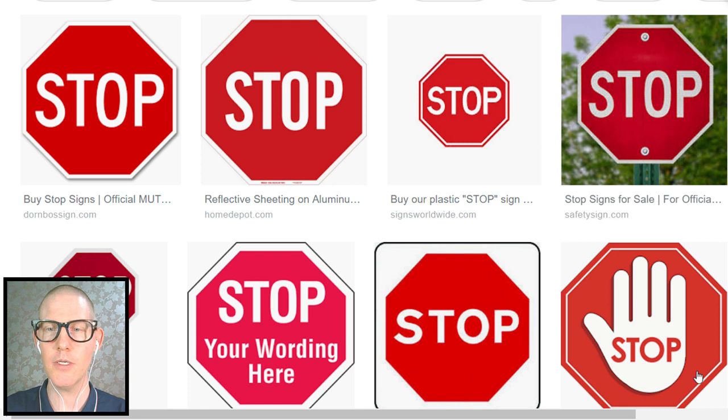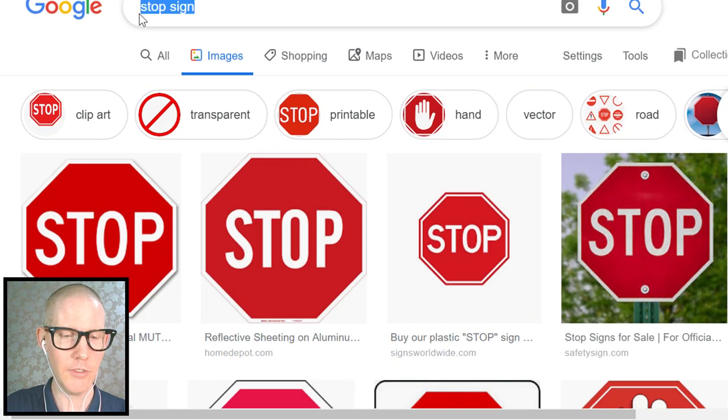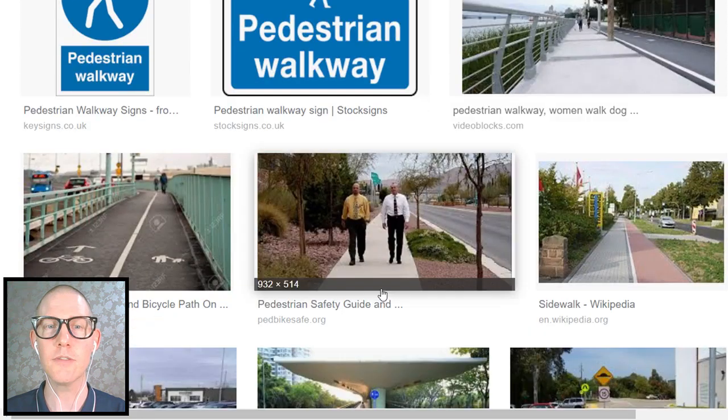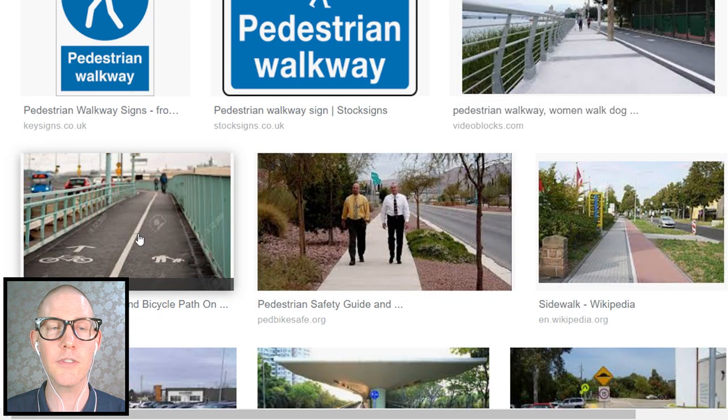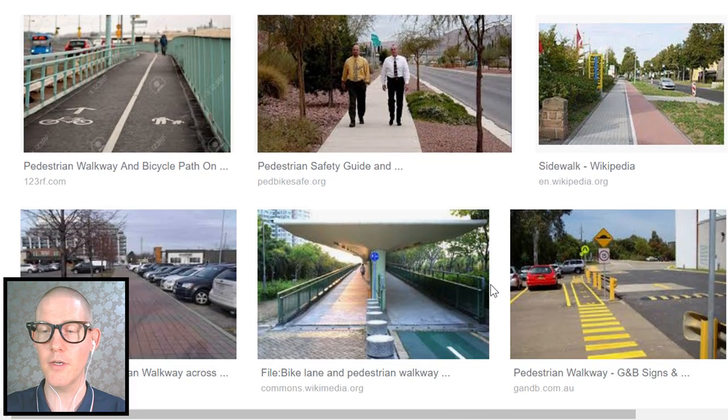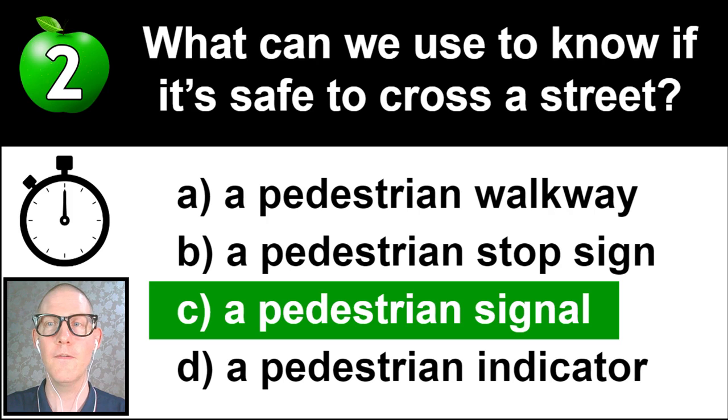And if we look at a picture, let's see. Pedestrian walkway would be something like this, right? It could be a sidewalk. It could be a side spot along the road or just a place for people to walk, right? That's a pedestrian walkway. And a pedestrian indicator?